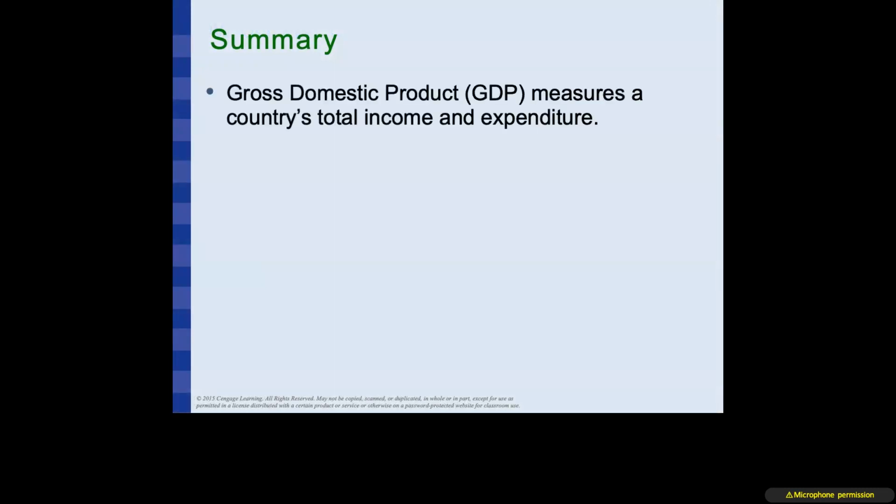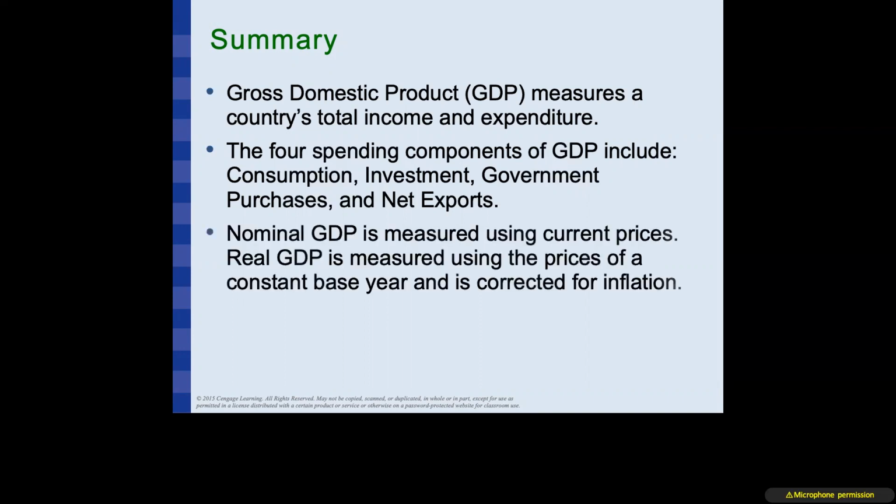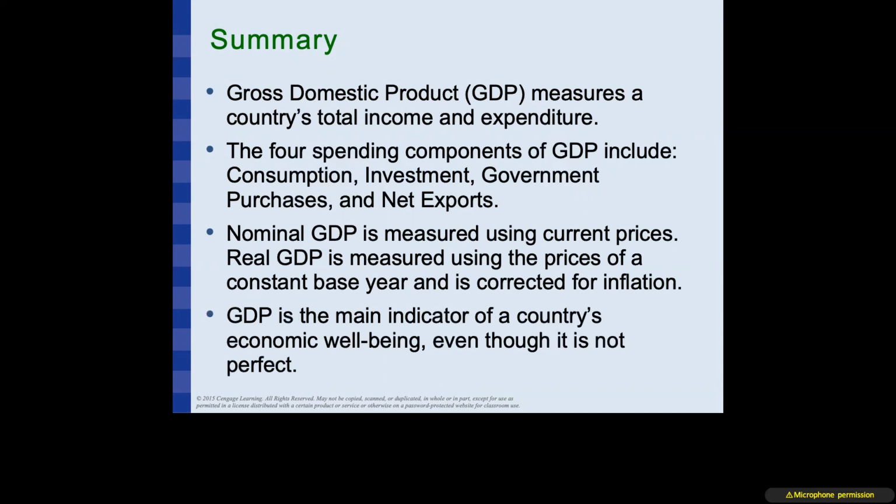So the gross domestic product does measure a country's total income and expenditure. It has 4 components, C plus I plus G plus NX, or consumption, investment, government, plus net exports minus imports. Nominal GDP measures the current prices, the prices right now. Real GDP is a measurement of the prices at the constant base year and is corrected for inflation. GDP is a good indicator of economic well-being, but isn't perfect, as we just discovered. There's quite a few elements it doesn't look at.